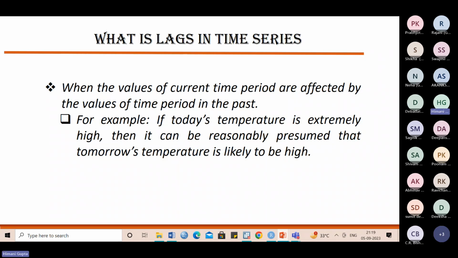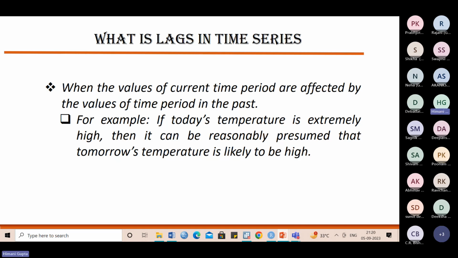Now, what do you mean by the word lags in time series? We have also done that lag means your past. Over here, we are saying that whenever we are making any regression equation, there is one dependent variable and either one independent or more than one independent variables. So over here, I am saying that my dependent variable is depending on its previous dependent variable.